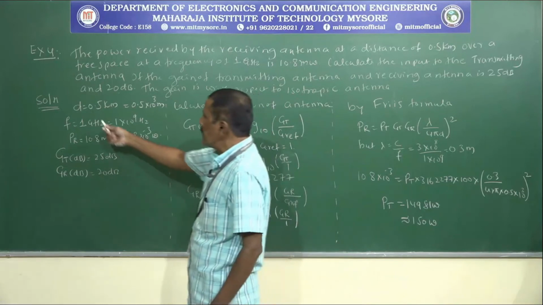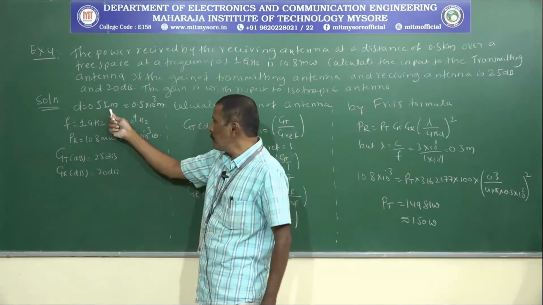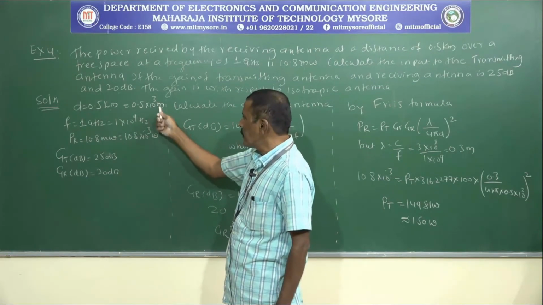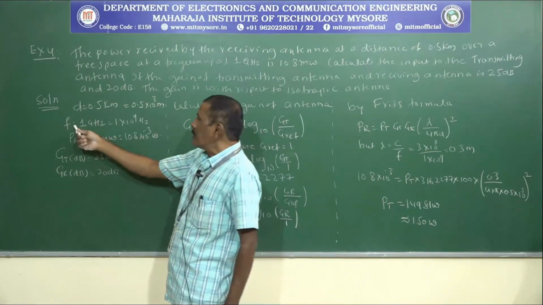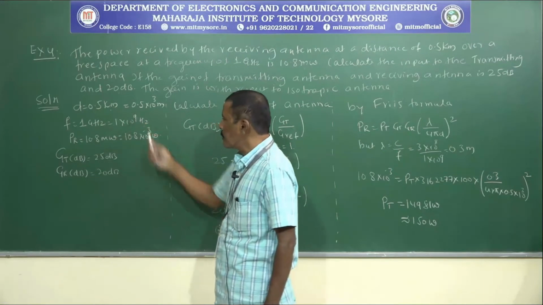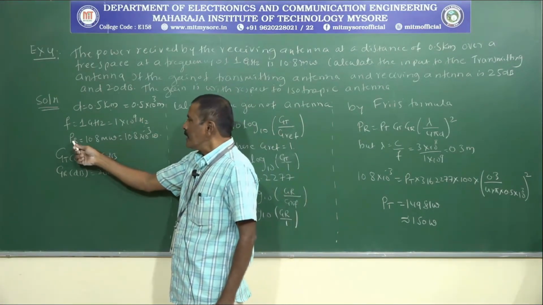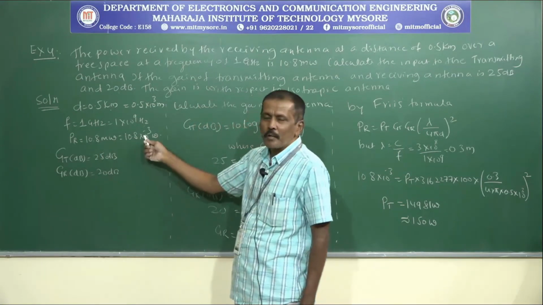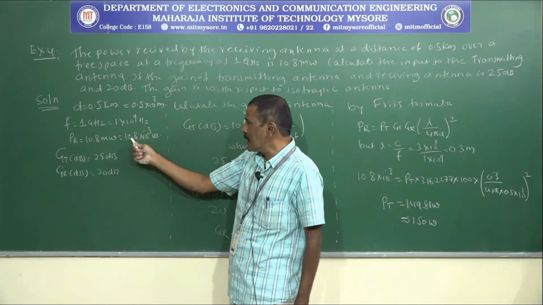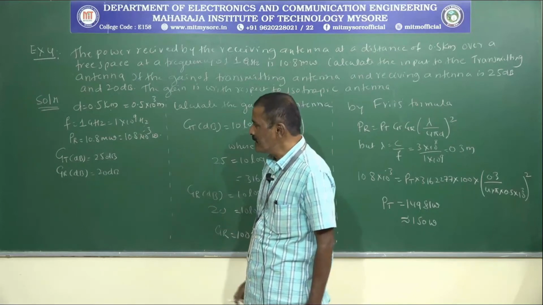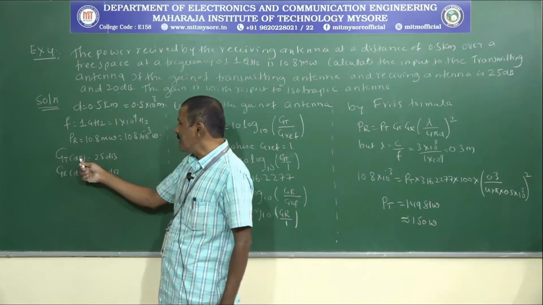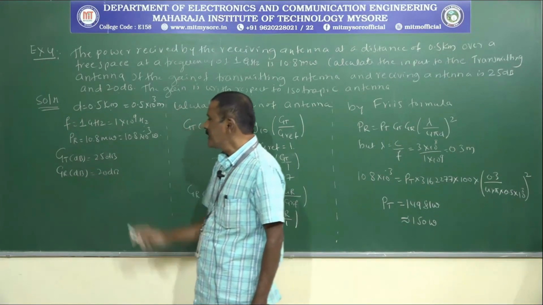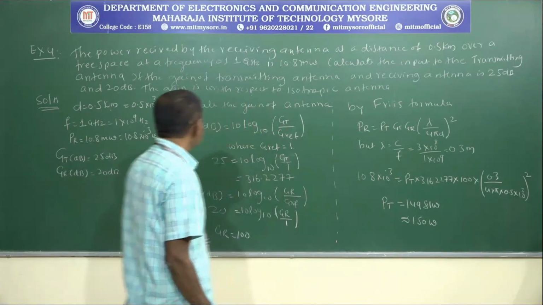Now the given values are d equal to 0.5 kilometers. So you will convert into meters, that is 0.5 into 10 to the power of 3 meters, and frequency is 1 gigahertz, that is 1 into 10 to the power of 9 hertz. PR equal to 10.8 milliwatts, and we will convert it in terms of watts, that is 10.8 into 10 to the power of minus 3 watts. Gain of the transmitting antenna is 25 dB, and gain of the receiving antenna is 20 dB.